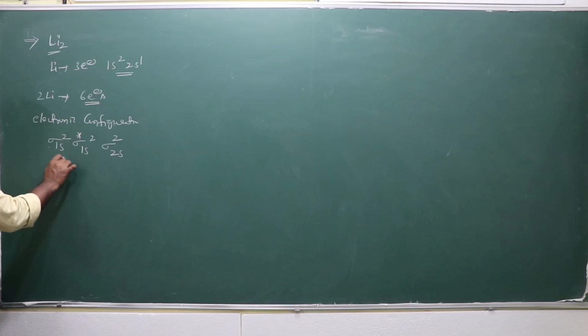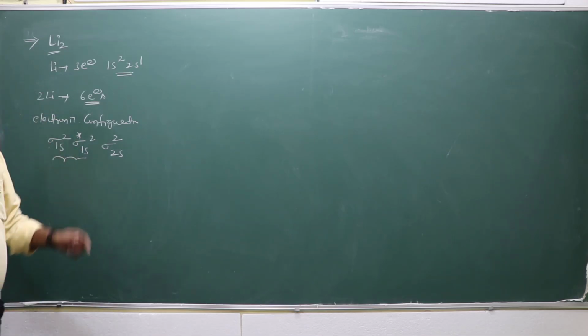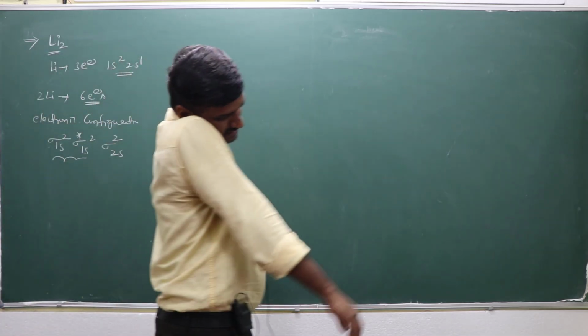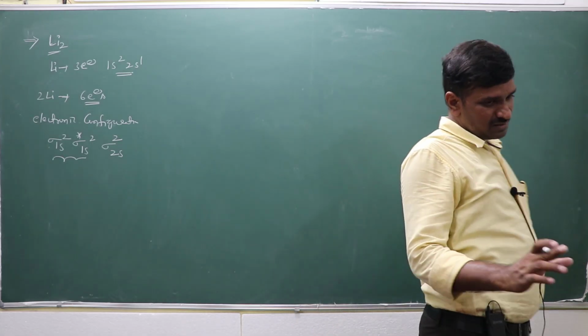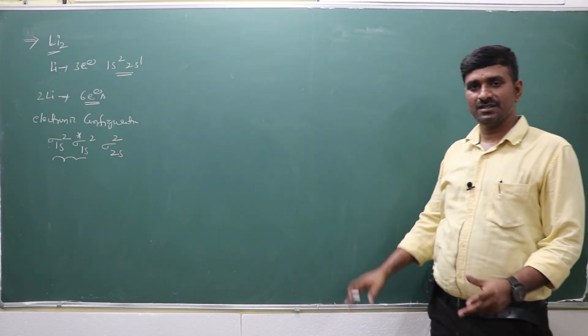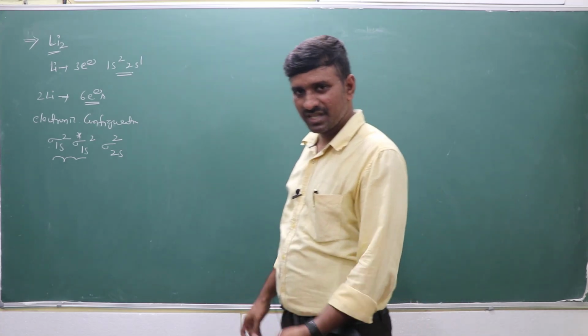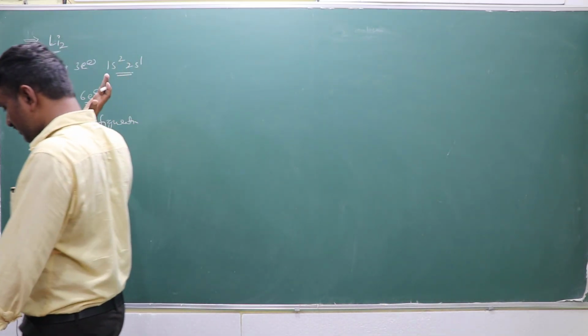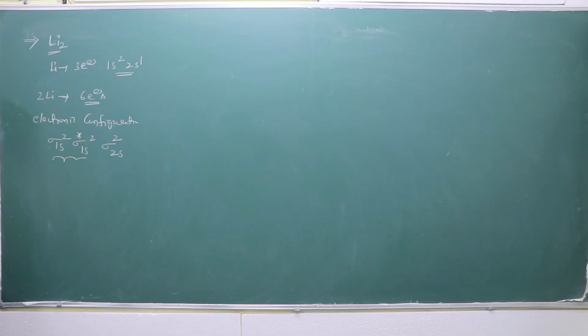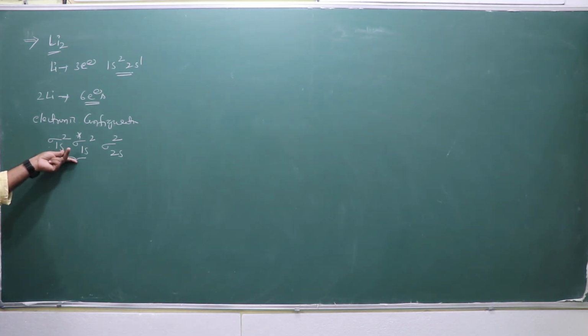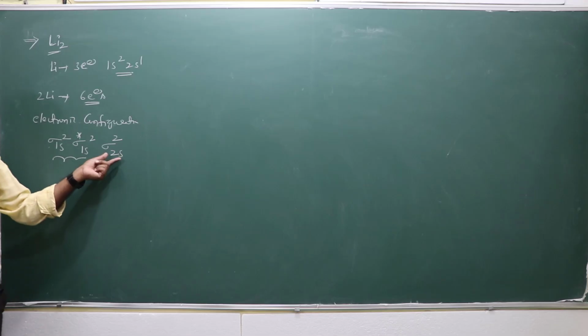In all second row elements, the sigma 1s2 and sigma star 1s2 are filled, because 6, 7, 8, 9 electrons will be there. So this one is filled, more than 4 electrons may be there. When this is filled, the inner shells will be filled compared to the 2s.